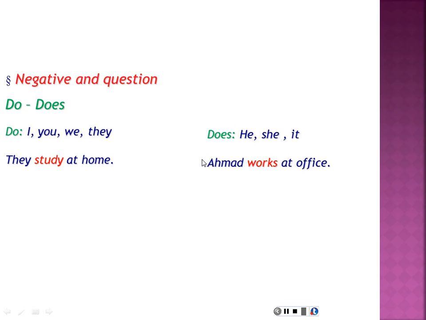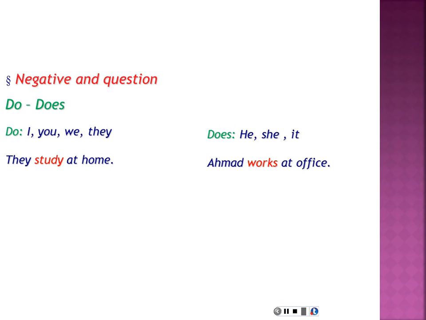He's singular and he is third person. He is غاب. Okay, so Ahmed works at office. So again we don't have does. So in affirmative في حالة الإثبات لا نستخدم do or does. This is one of the important rules.